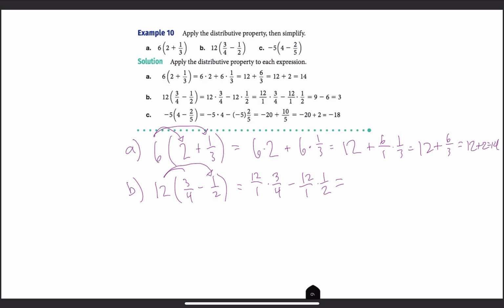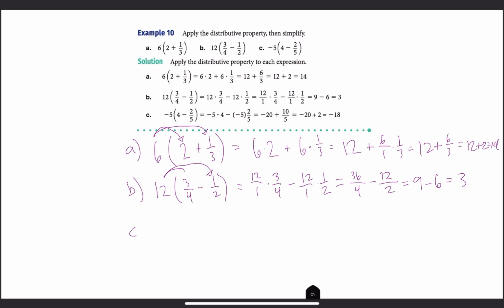So now I'll go ahead and multiply straight across. 12 times 3 is 36 over 4 minus 12 times 1 is 12. And 1 times 2 is 2. 36 divided by 4 is 9. 12 divided by 2 is 6. 9 minus 6 is 3.